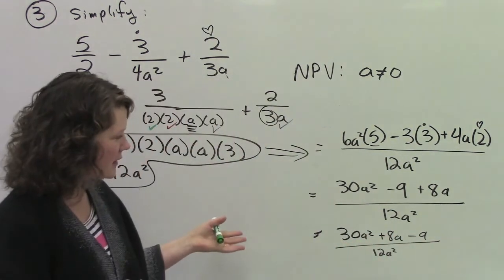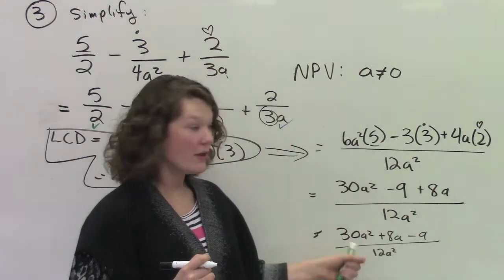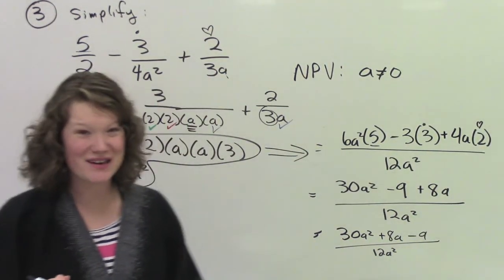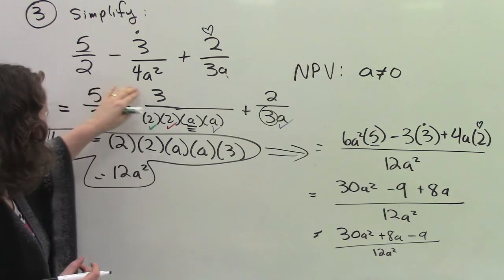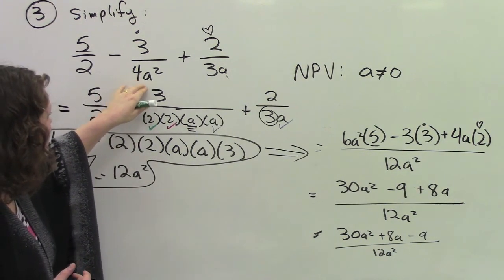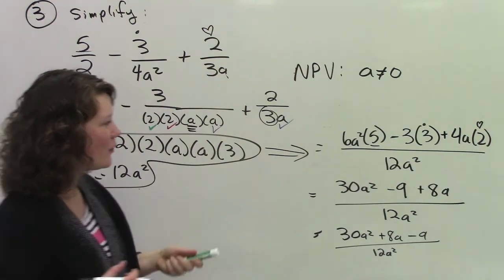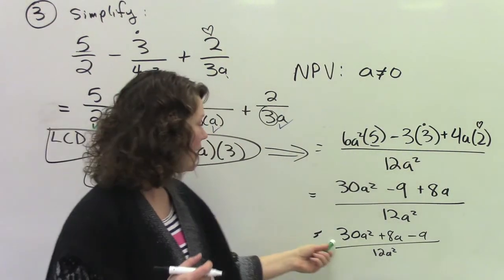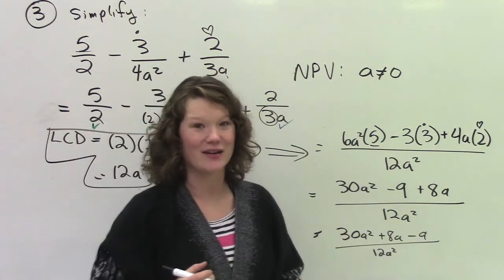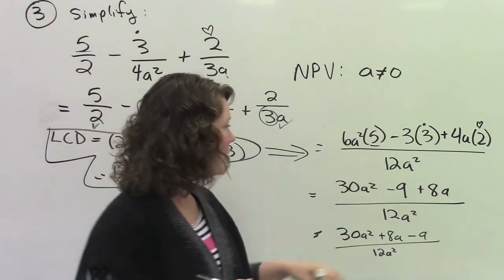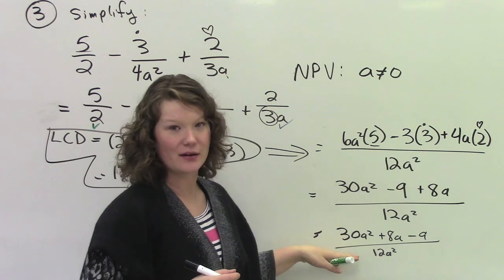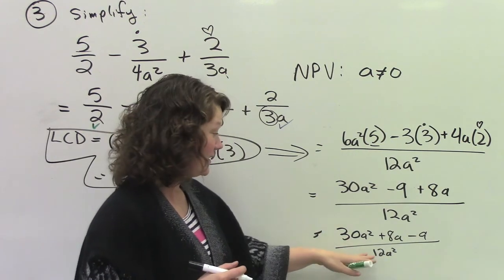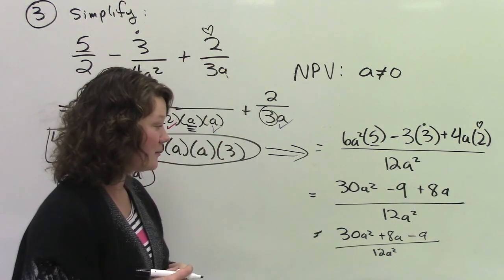Now, is there anything that I can factor out of here? No. That's why the lowest common denominator is awesome. Because if you just multiplied these guys together, 2 times 4a squared times 3, we would actually have 12a cubed, and then we would have to factor out an extra a on top. Using the lowest common denominator means we don't have to factor out or cancel anything. It gives us the answer in the most simple form.